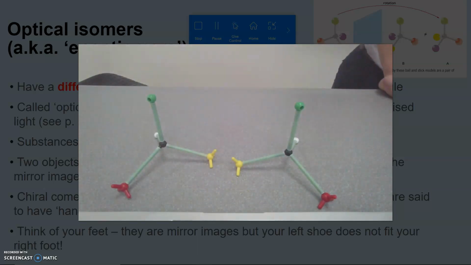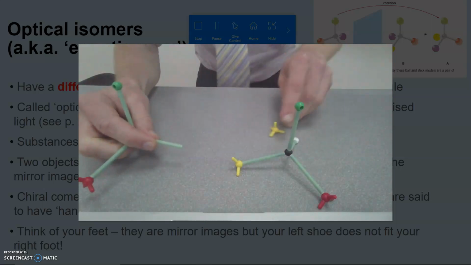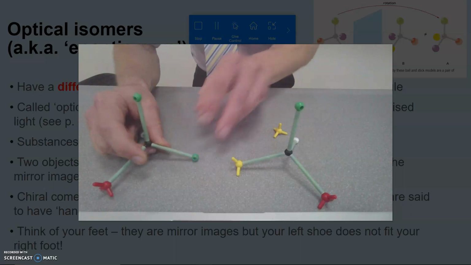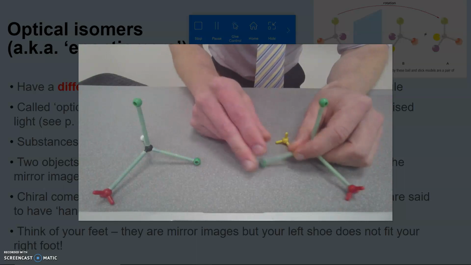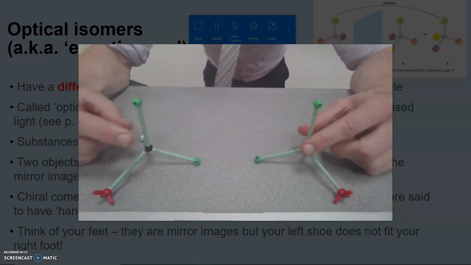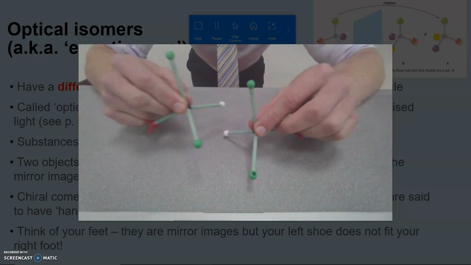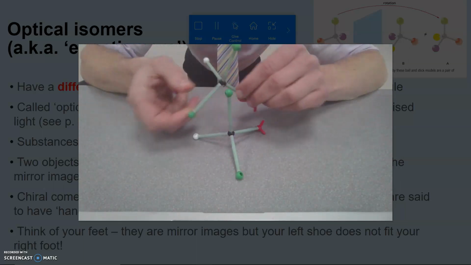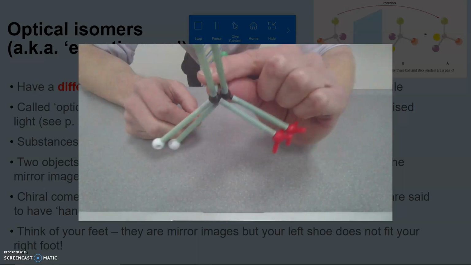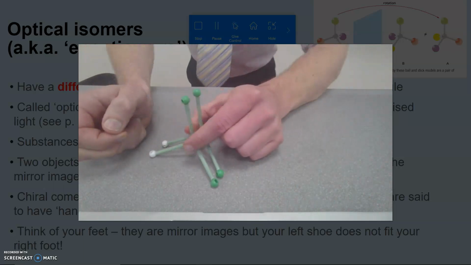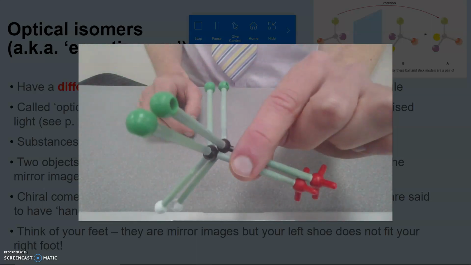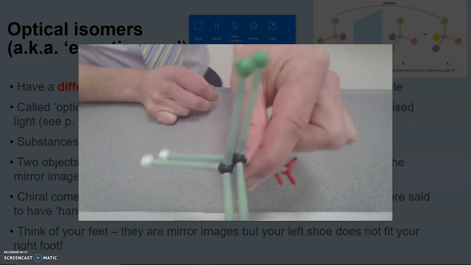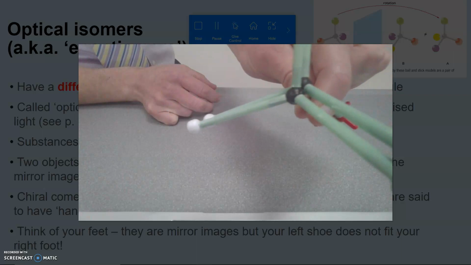Now, if I have 2 of the same things, I'm going to replace the yellow with green. In this case, I've got 2 of the same. Now, I'm going to rotate these around, a little bit further, and there we go. I've got perfect superimposed images. So when two of the same constituent particles attach to the carbon, it means this is non-optical. It's called an achiral center, a non-chiral center, if two of the things are the same.